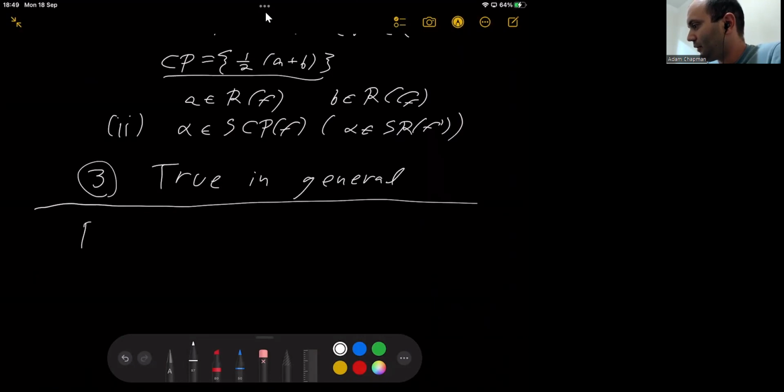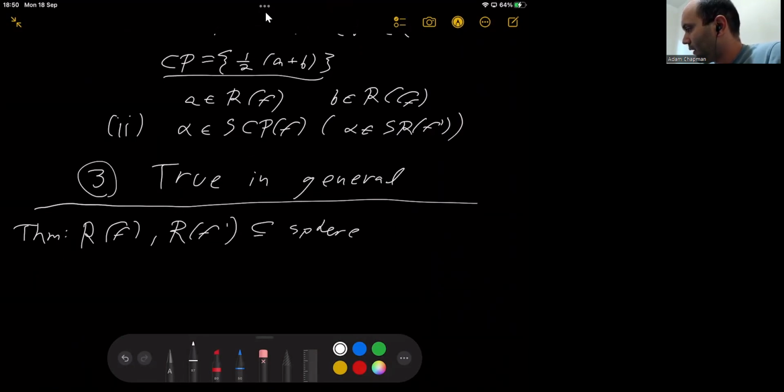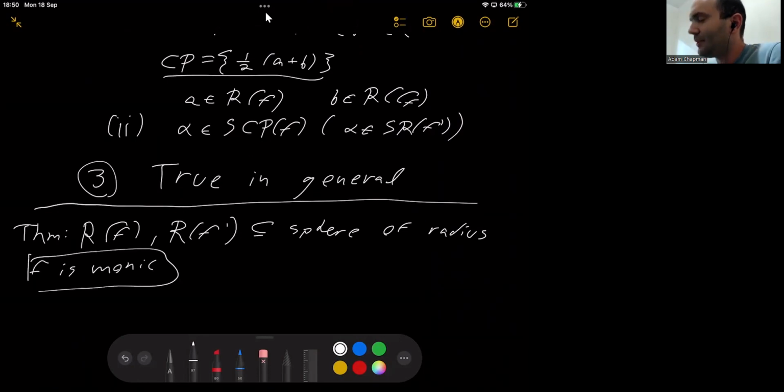You can say that both the roots of f, so that's a theorem, and it has several variations in the paper, both the roots of f and the critical points, they live inside a sphere of radius. And now the radius can be several different things. One thing, well, I'm assuming here f is monic. So you need for this theorem to assume that f is monic, meaning that the leading term has coefficient 1, so Cn is 1.